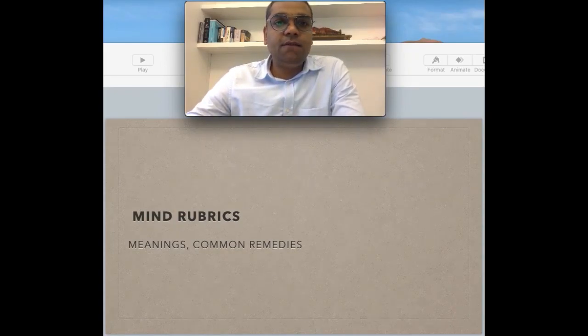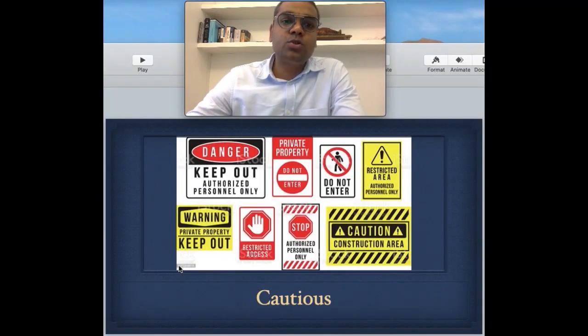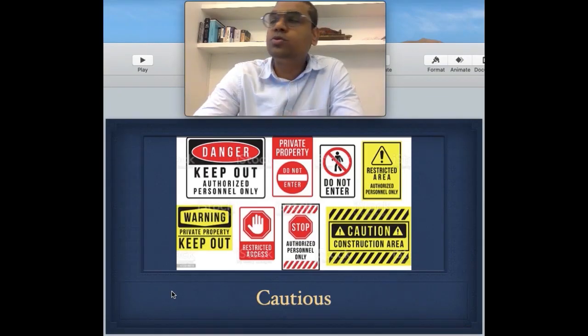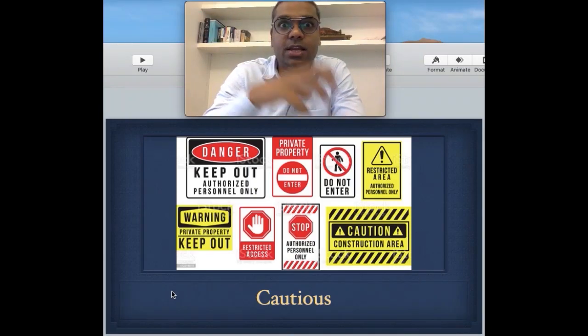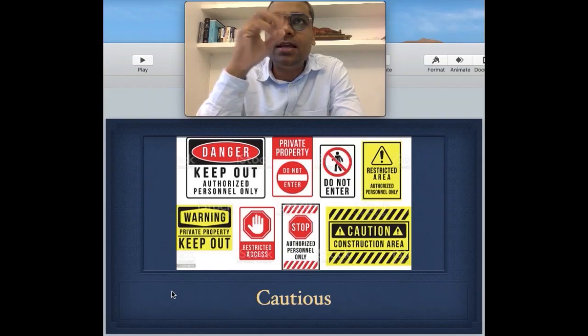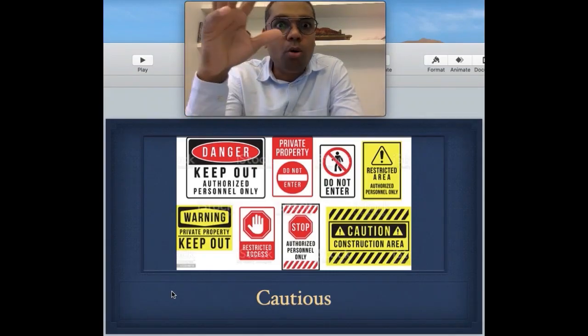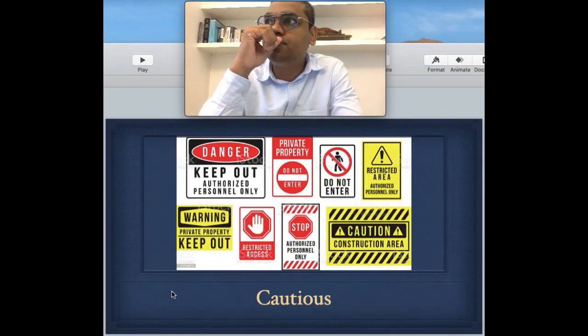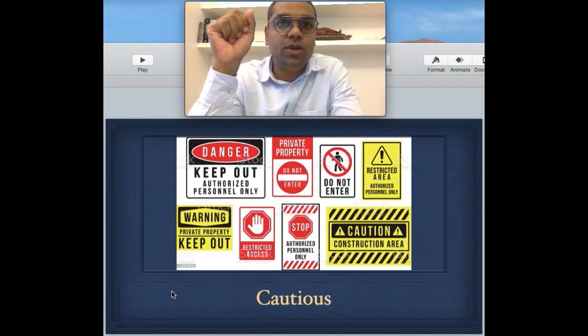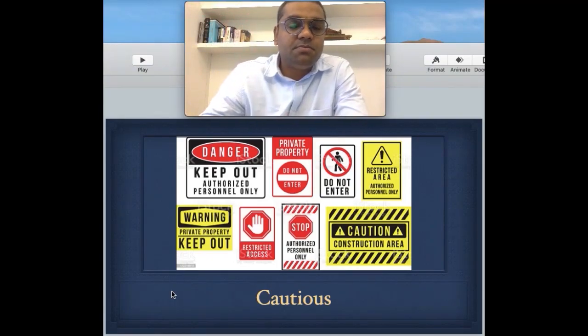So let us study our rubric for today. Our rubric for today is cautious. As you can see from the picture, cautious is to be careful about the danger ahead. There is a danger there. There is a big valley there. There is a bomb over there. There is a dangerous turning over here. It's a dangerous spot where an accident can take place.